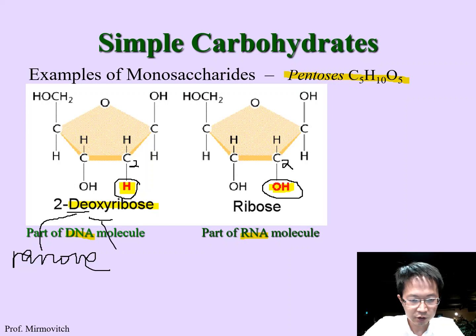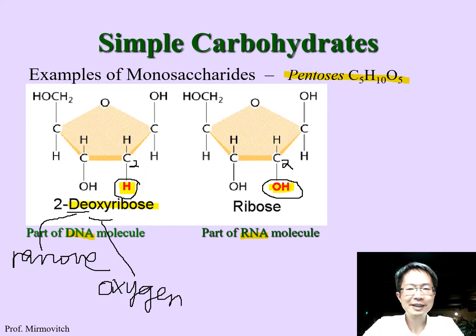Oxy means oxygen, of course. So deoxyribose means that it is a pentose sugar that has one oxygen atom removed, which is attached to carbon number 2. Therefore, we call it DNA, deoxyribose nucleic acid. And RNA stands for ribose nucleic acid.